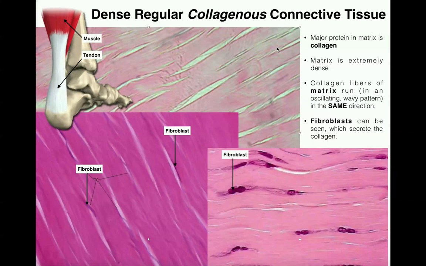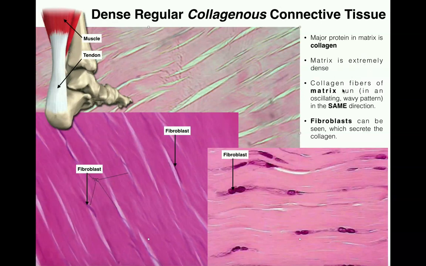Okay, there's another kind of connective tissue that we're not going to look at here. I'll probably put it in a separate video eventually, called dense irregular connective tissue. In that connective tissue, it's almost the same, except the protein fibers run in a lot of different directions. Here they run in one direction. And the major protein that makes up those fibers in the matrix is collagen. This type of tissue has a lot of collagen, and the matrix is extremely dense with it, thus the name dense regular connective tissue.